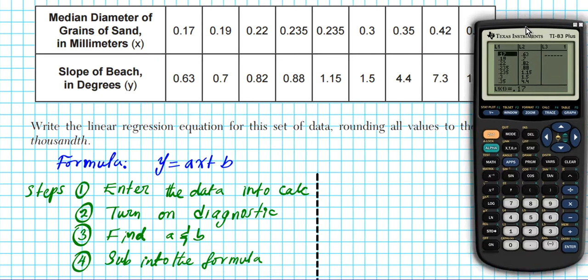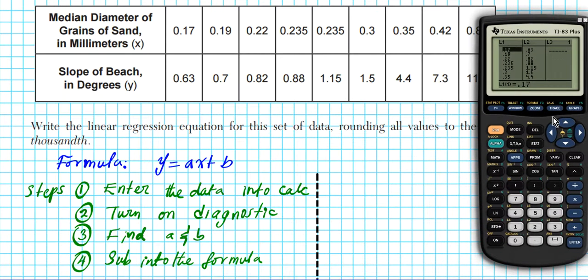I already have mine populated. So what you do is you just put your cursor on the first entry on list 1, which corresponds to the first entry in the first column here, the x row. So you just enter all the values, 0.17, 0.19, 0.22. Just enter all of them. Okay, when you hit enter, it advances you to the next row. And then you go to list 2. Now you just know the configuration. It's configured or oriented vertically in the calculator, but the problem is horizontally. It's the same thing. Okay, so 0.63, 0.7, 82, 88, 1.15, 1.5, 44, 73, 11.3.